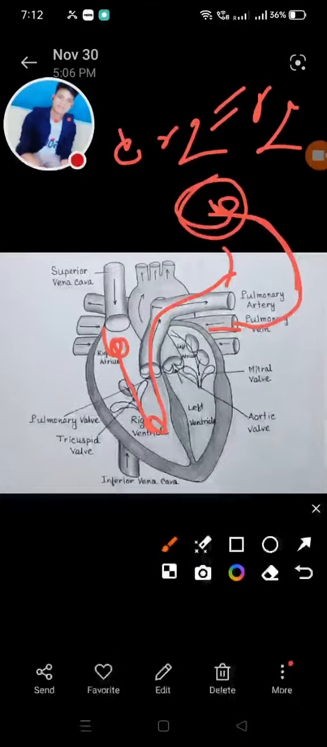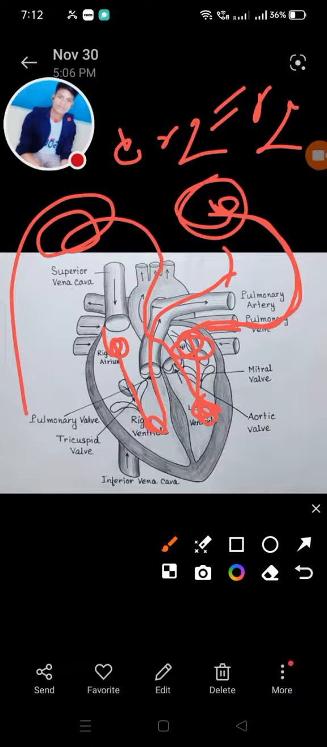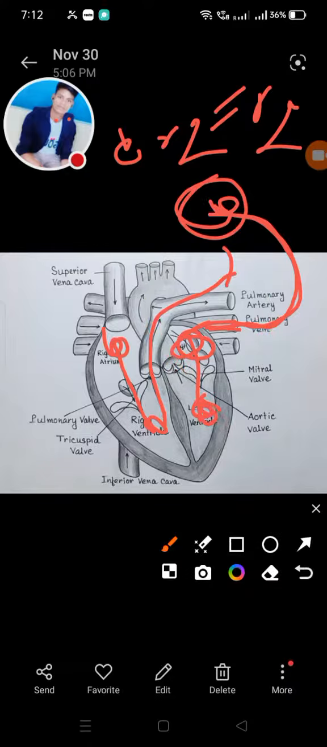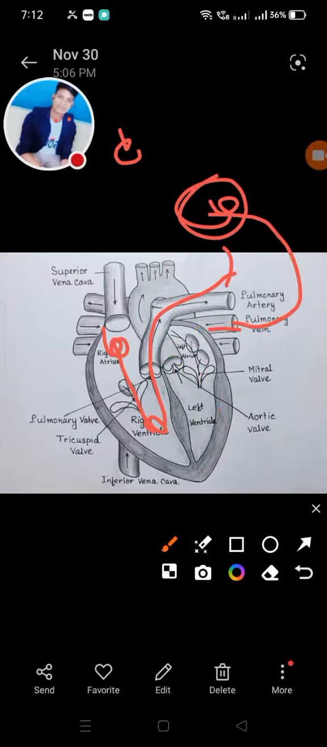So from the lungs, oxygenated blood comes through the pulmonary vein to the left atrium. Then from the heart contraction and dilatation, the blood goes to the left ventricle, and from the left ventricle the blood goes to the aorta and all over the body. Okay, this is the process of blood circulation.